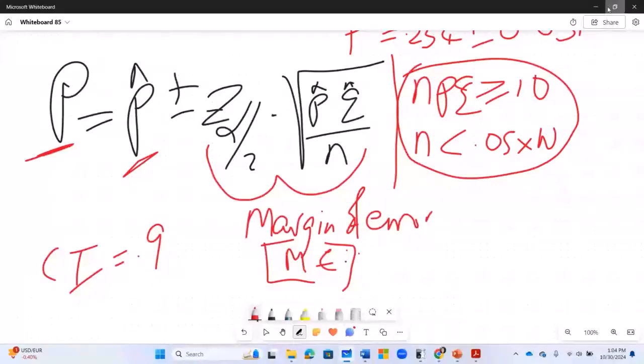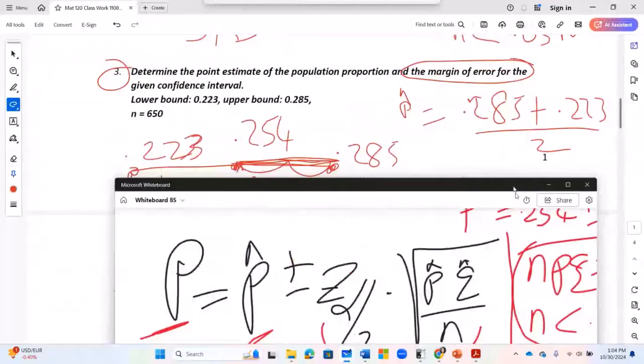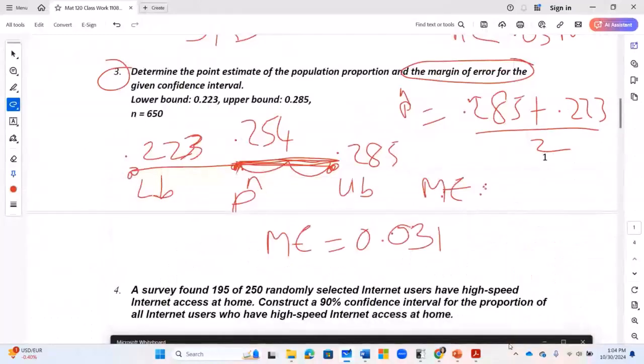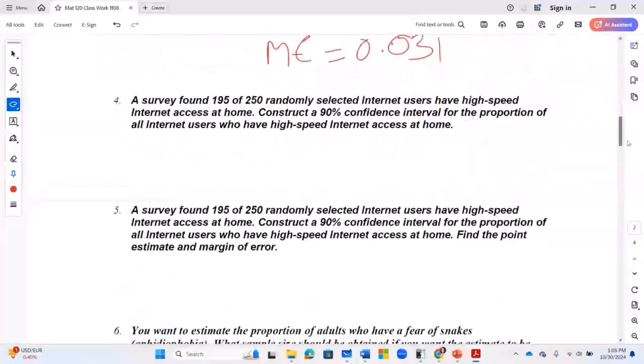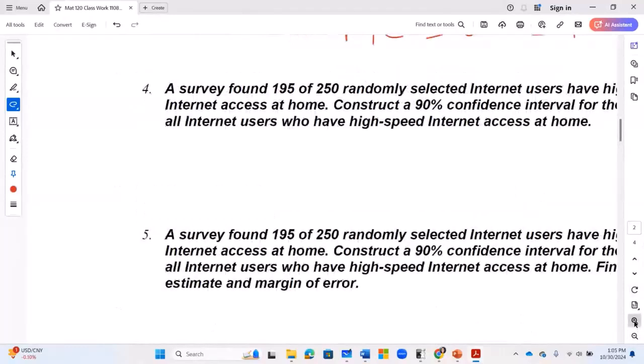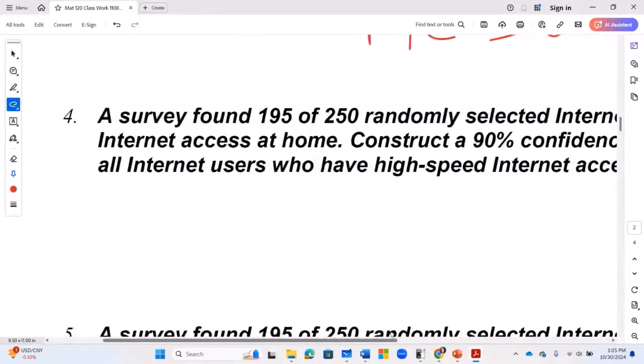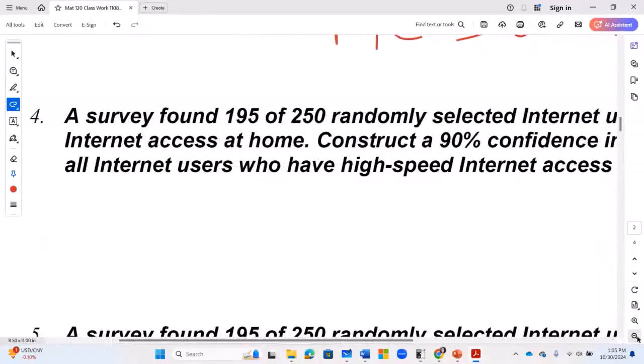Do it again, and then we start doing the T confidence interval. So we're going to get one question on the P confidence interval. So we want to do number 4. Number 4 looks like a proportion confidence interval.